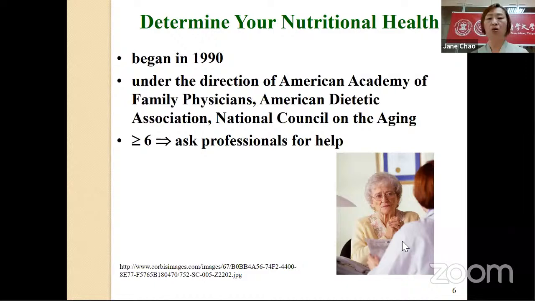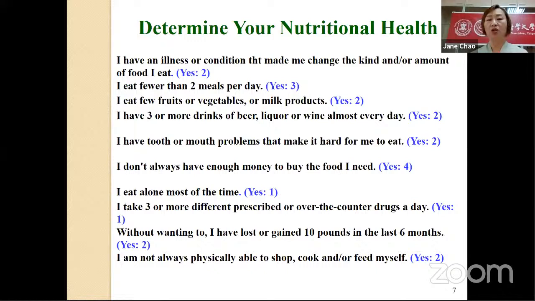This has a total of only 10 questions. I just mentioned that the purpose of a screening tool should be fast, nearly 100% accuracy but not required to reach 100% accuracy, and also simple, especially for the elderly. The answer is also very simple. There are only two answers, yes or no. If you choose yes, you will get a different score. The score ranges from 1 to 4, depending on how much the question can affect your nutritional status. If the person says yes and gets 4 points, that means this question is very important and can primarily affect your nutritional status.